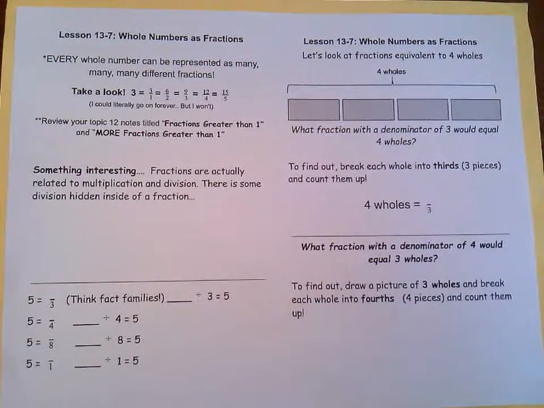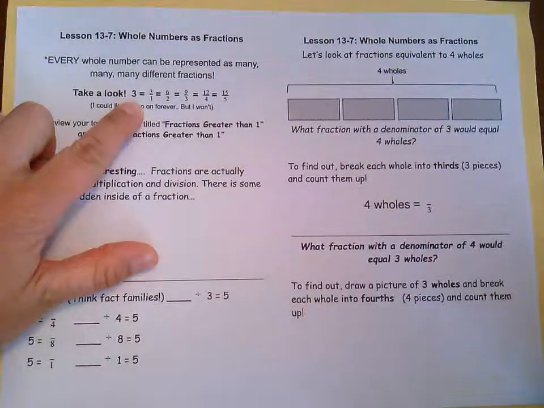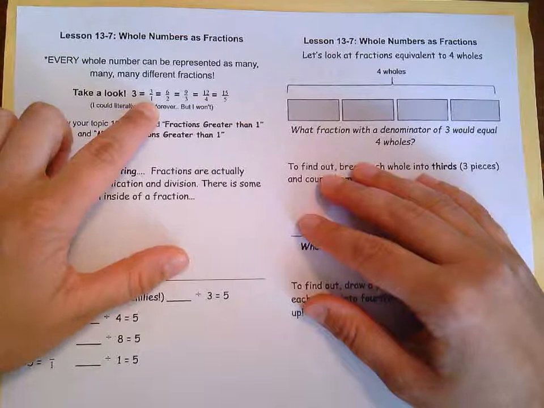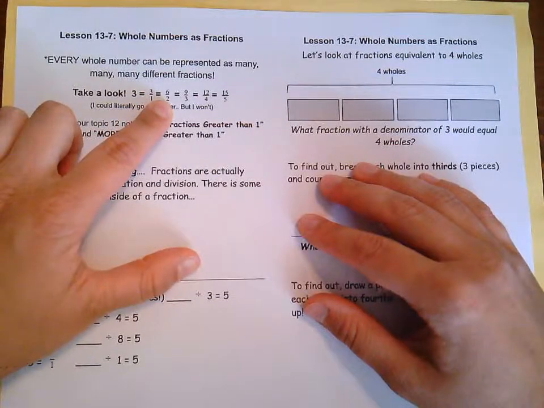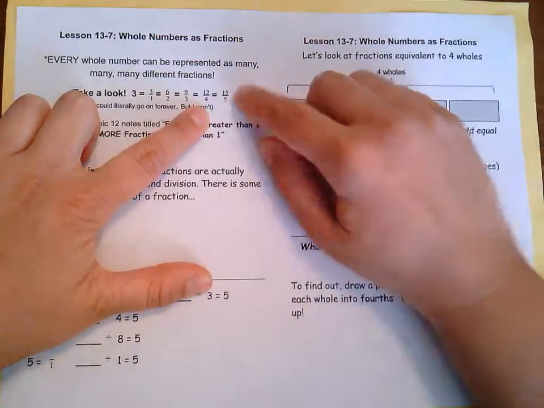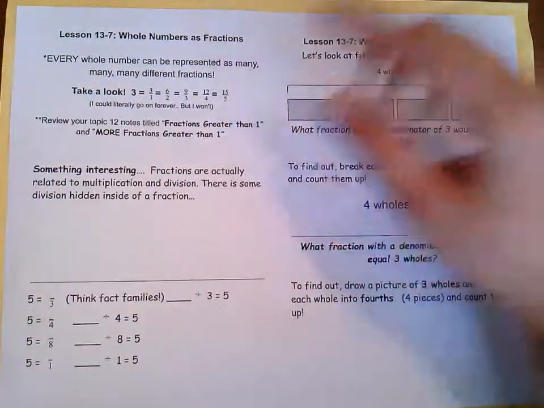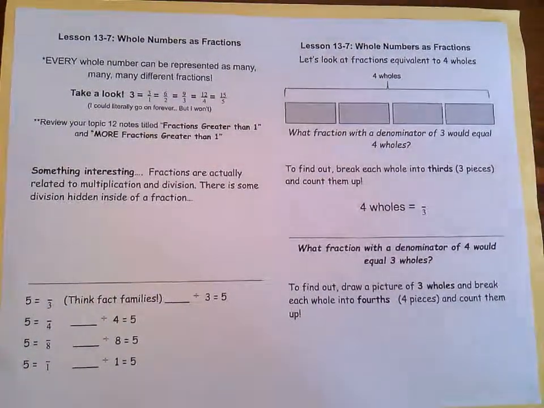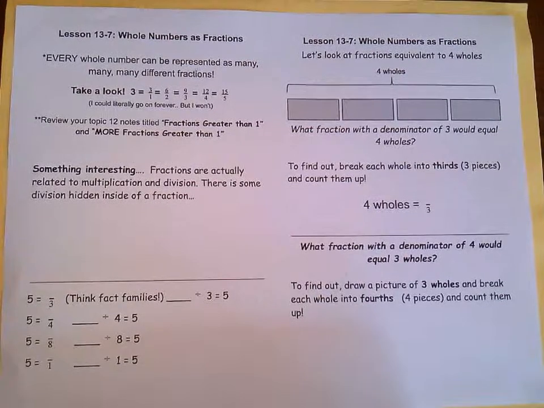So for example, if I'm looking at 3 wholes, I can represent it as 3 over 1 like this. I can also represent it as 6 halves, 9 thirds, 12 fourths, 15 fifths, and I can literally go on forever and ever. I won't. But you can go back and review your topic 12 notes titled Fractions Greater Than 1 and More Fractions Greater Than 1 Whole to review this.